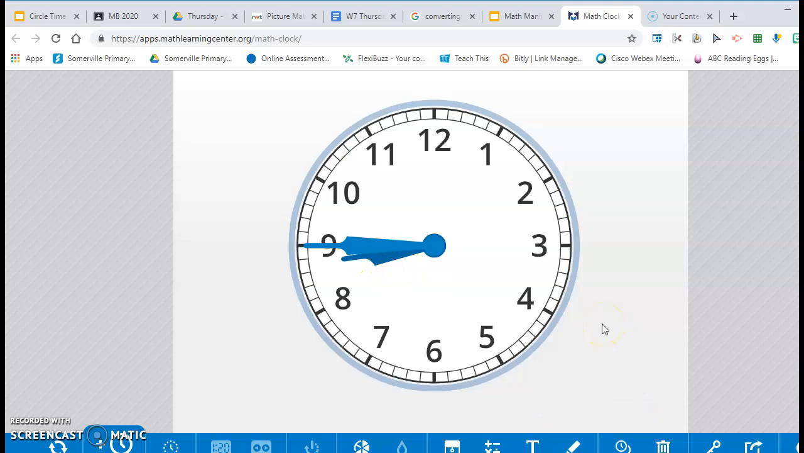Now that we've had a look at our o'clock, half past, quarter to, and quarter past, you can now go and have a go at the analog activities. Good luck.